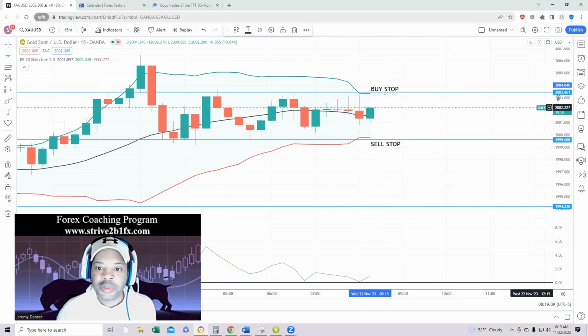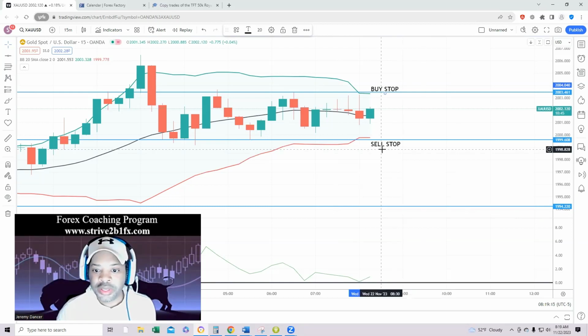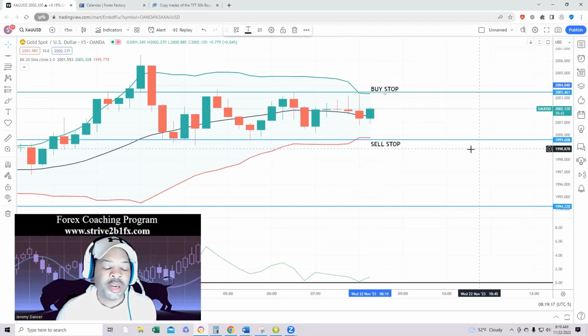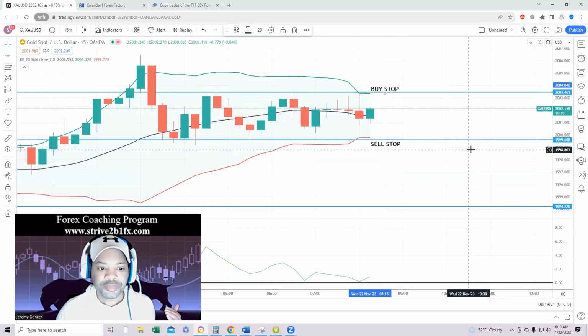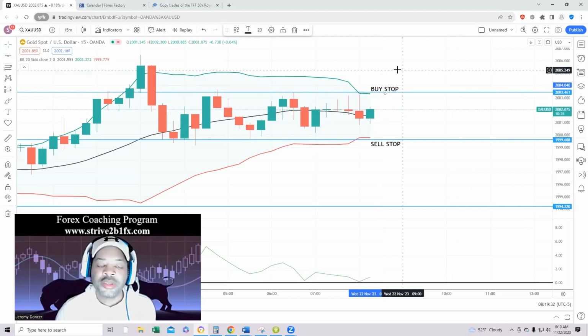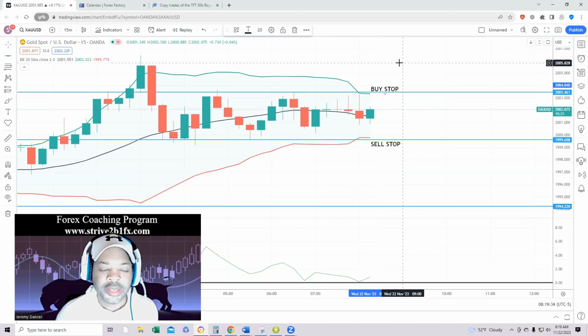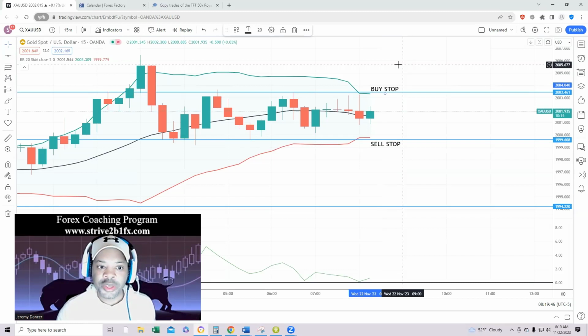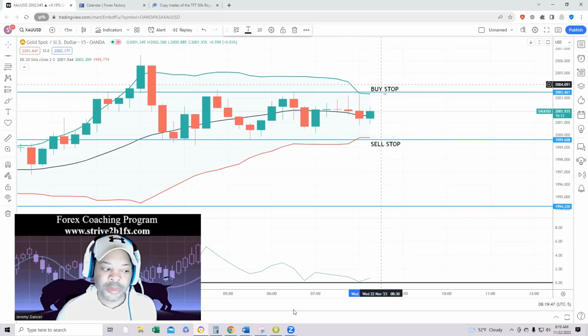So I need to see a price break above 2003, and I need to see a price break below 1999.6 in order for me to justify selling or buying. And the idea is, once the price breaks this resistance zone, then it should shoot up. So my goal for today is, I want to say it's always 100 pips each trade, but because we have news coming at 10 o'clock in the morning, the market might behave a little bit differently.